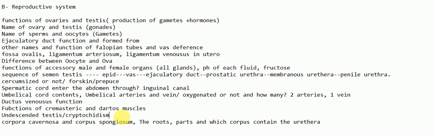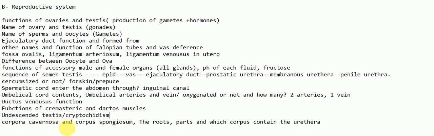So the testis did not descend to the final location, which is the scrotum, the place with the optimal temperature. If that doesn't happen for any reason, the scrotum will be empty, either 1 or 2, but most of the time it's 1. Then the testis will not be at the optimal temperature, and this is called undescended testis, cryptorchidism. Both of them are the same. The problem is that if the testis stays inside where the core temperature is higher, it's not good for the production of sperm, so it can lead to infertility, but it can also lead to cancer of the testes.